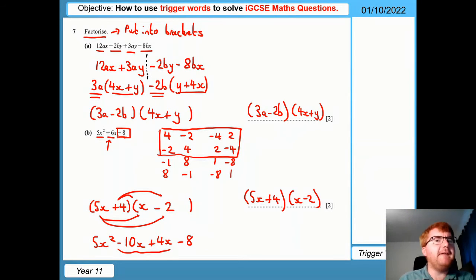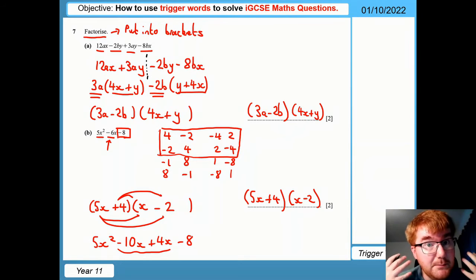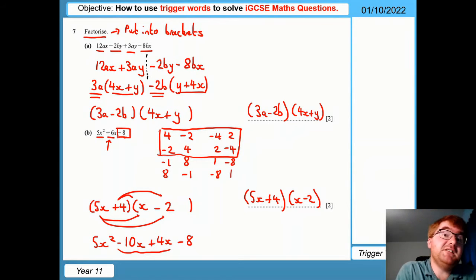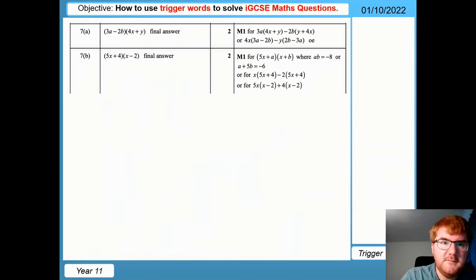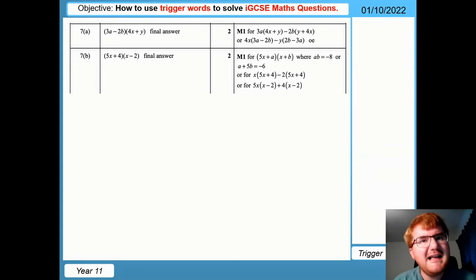Now, I'm not going to go into factorizing in big detail in terms of all the techniques, but the key thing is you see that word, you want to put it into brackets in some form. Sometimes that's a single bracket, sometimes that's a double bracket as well. So you can check the answers that I've gone through here and you can see where you pick up those method marks. Again, this is definitely towards the harder end of the iGCSE syllabus.